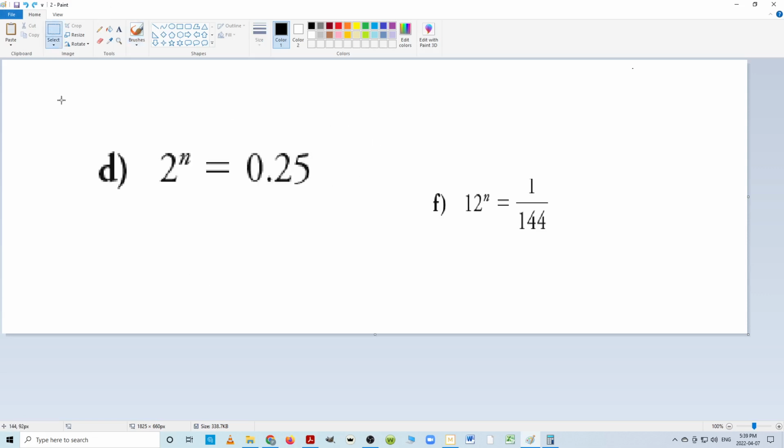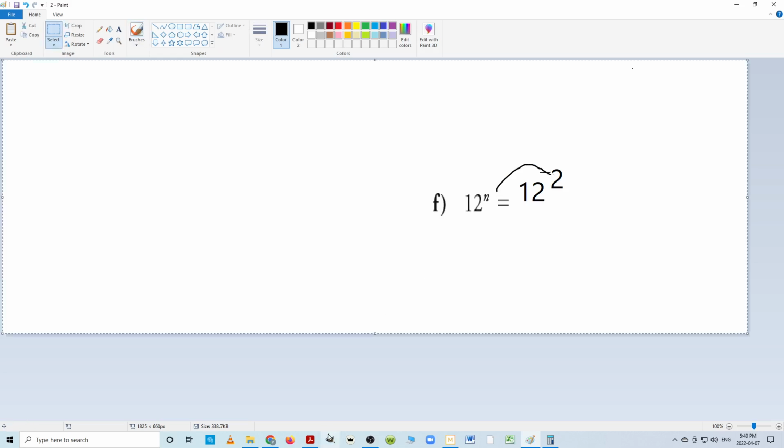This one's no different. What's 144 as a 12? It's 12 squared. What do I have to do to bring it up to the denominator? I have to make it a negative exponent. I'm even going to borrow this. Since base is equal to base, n must be minus 2 again. There was a little pattern going on.